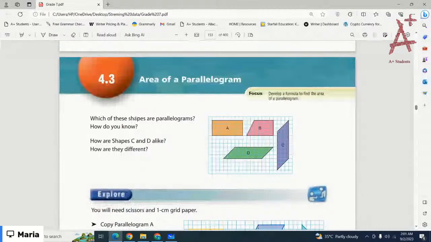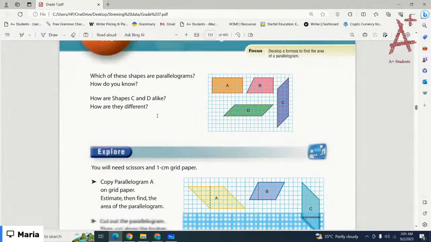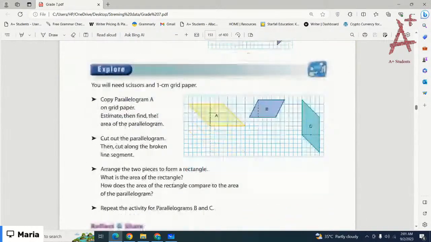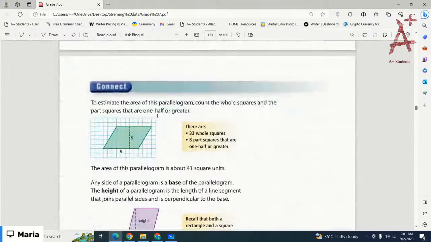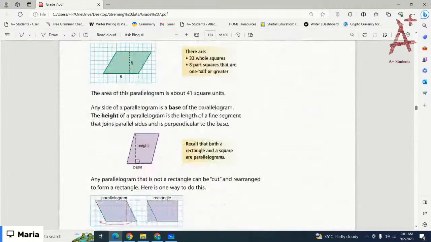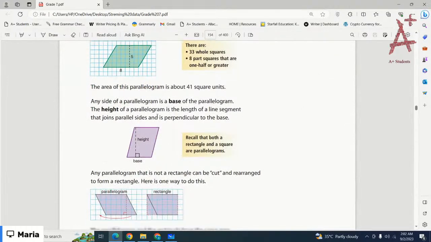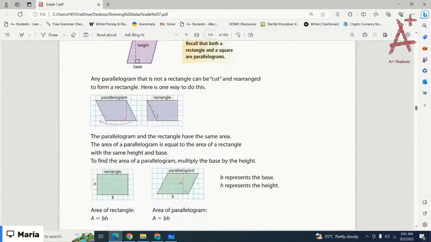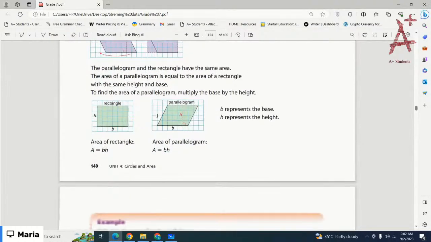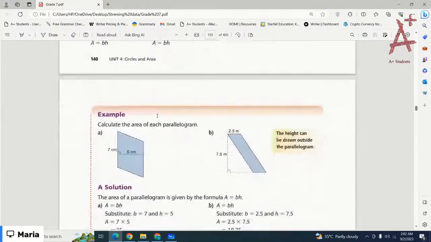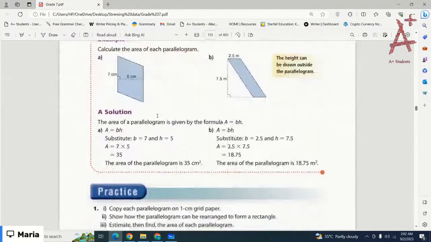Okay, here I am on lesson 4.3, that is area of a parallelogram. So let's just start with the lesson. Basically, we have to calculate the area of the parallelogram, right? So area of a parallelogram is A equals base times height, where B is the base and H is the height of the parallelogram.